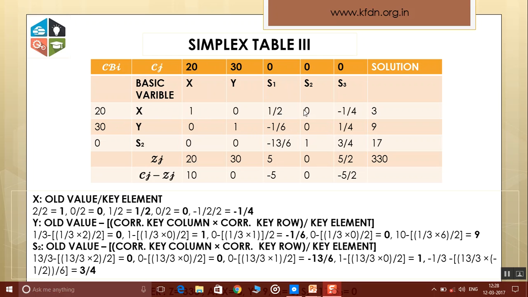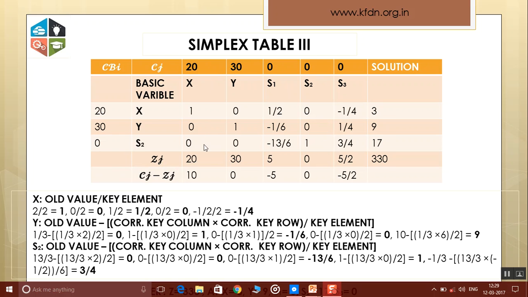20 into 0 is 0. 30 into 0 is 0. 0 into 1 is 0, equals 0. 20 into minus 1 by 4 is equal to minus 5. 30 into 1 by 4, 0 into 3 by 4 is 0. After calculating this, you will get 5 by 2. Similarly, for the solution variable, 20 into 3 is 60, 30 into 9 is 270, 0 into 17 is 0. Summation is 330. The last step is to calculate Cj minus Zj.